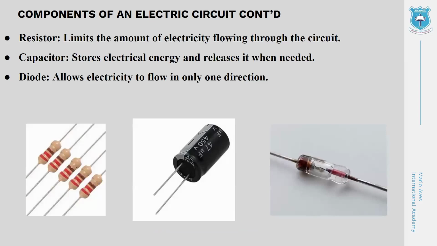Then we have optional components of an electric circuit. We have our resistor, our capacitor, and our diode. Our resistor limits the amount of electricity. That is the first picture you see. That is our resistor. It limits the amount of electricity flowing through the circuit.